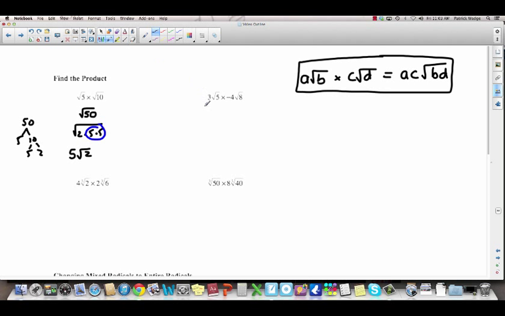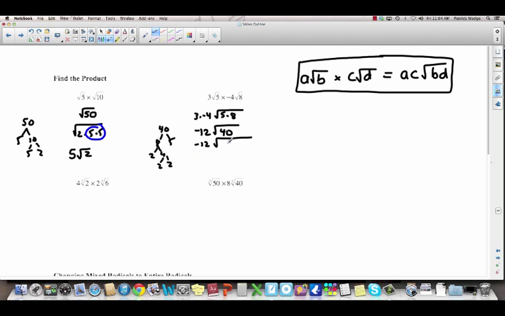All right. So in this case, what we're going to do is multiply the coefficients together. 3 times negative 4. And inside the radical sign, we're going to multiply 5 times 8. 3 times negative 4 is negative 12. 5 times 8 is 40. And are we done? I don't think so, because I think we can simplify 40. 40 is the same as 8 times 5, which is 2 times 4 and 2 times 2. So what we have is negative 12 root.